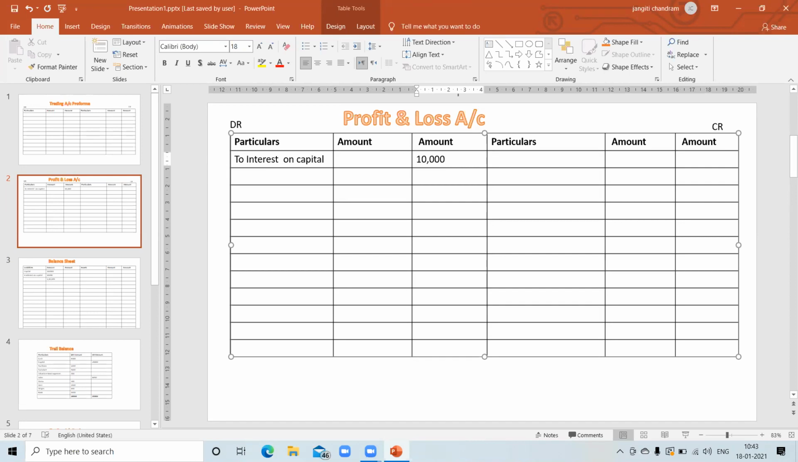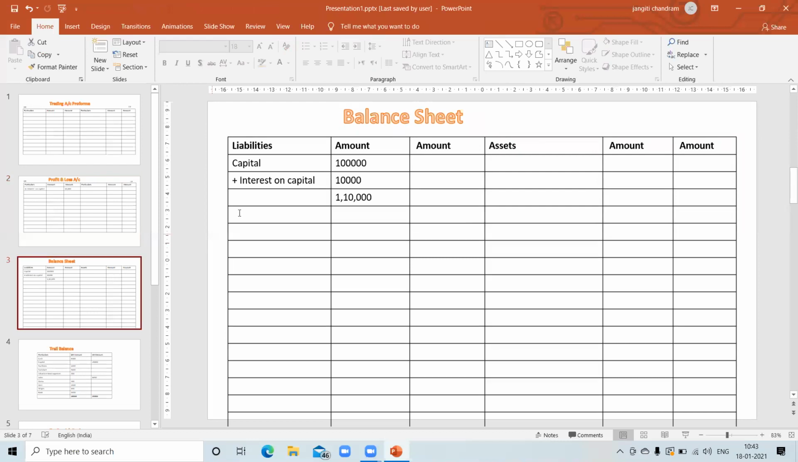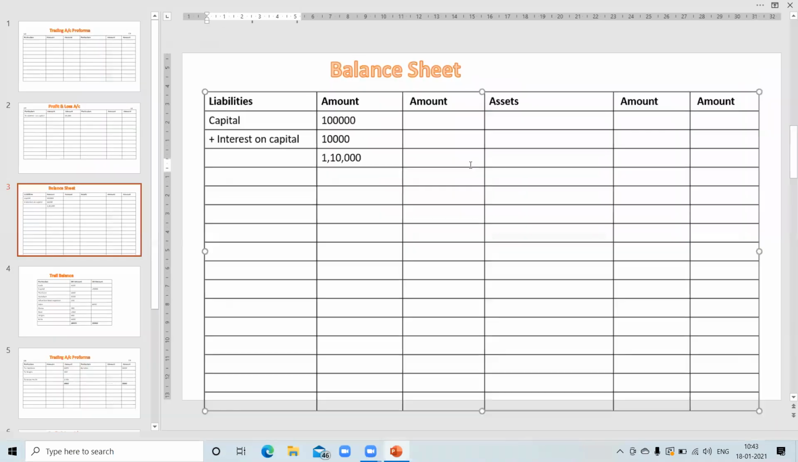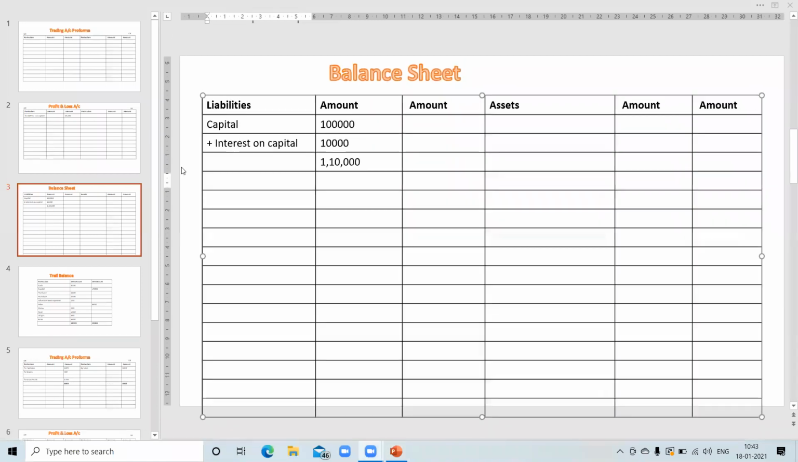Next is the drawings. So drawings, for example, will now be posted in the balance sheet, liability side, as a minus. So capital loan changes, some drawings amount is another. So just now it is a less. The drawings, for example, 18,000.